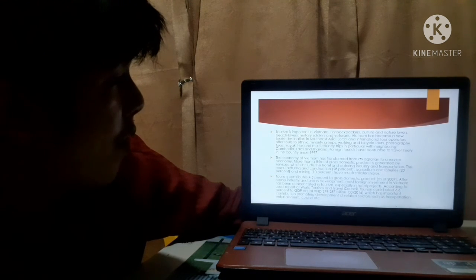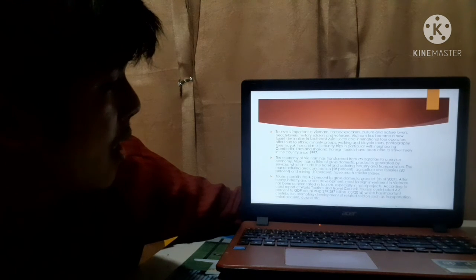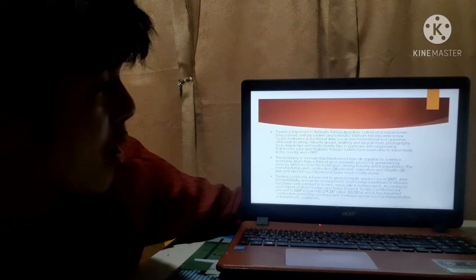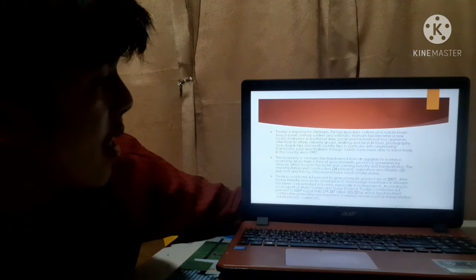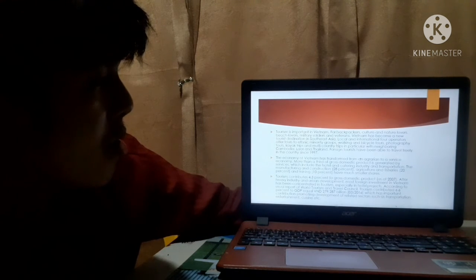The economy of Vietnam has transformed from an agrarian to a service economy. More than a third of gross domestic product is generated by services, which include the hotel and catering industry and transportation. Manufacturing and construction 28%, agriculture and fisheries 20%, and mining 10% have much smaller shares. Tourism contributes 4.5% to gross domestic product as of 2007.